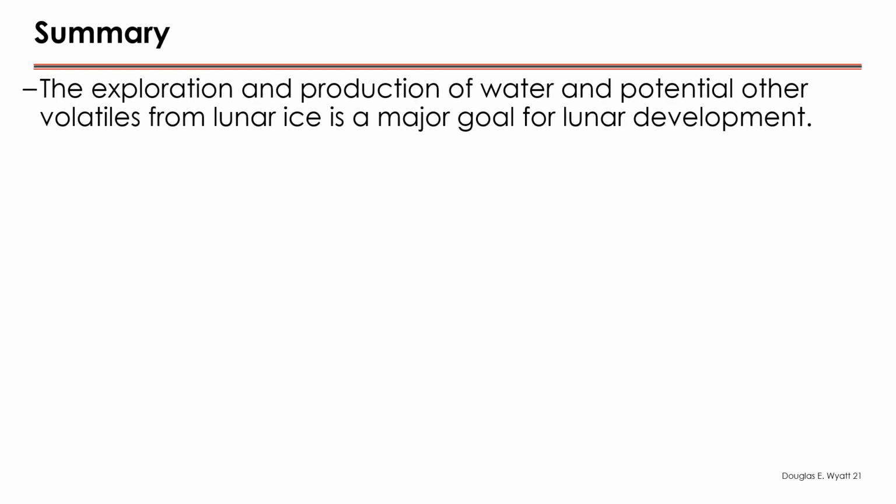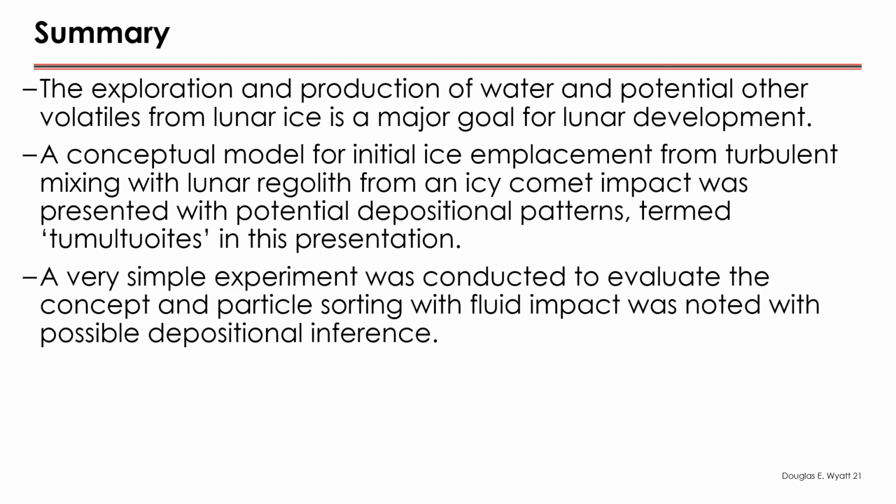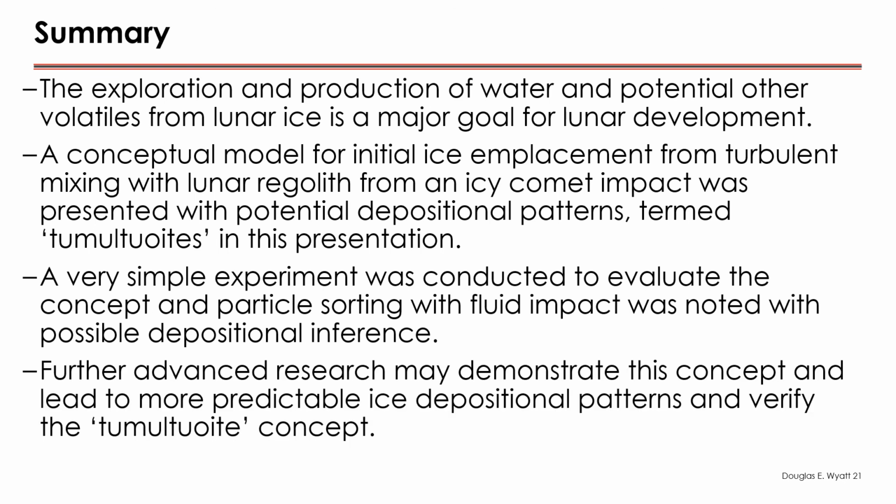So, in summary, volatiles and water are the major goal on the moon. We presented a conceptual model for ice emplacement from turbulent mixing based on a comet impact with lunar regolith, and we termed these formations, these depositional patterns, tumultuites in this presentation. And then we did a very simple experiment to see if there was any validity to it. It looks like there might be, but I would really like people to do more advanced research into this with a more robust process and see if these tumultuites might be something that is useful for our exploitation of ice on the moon.